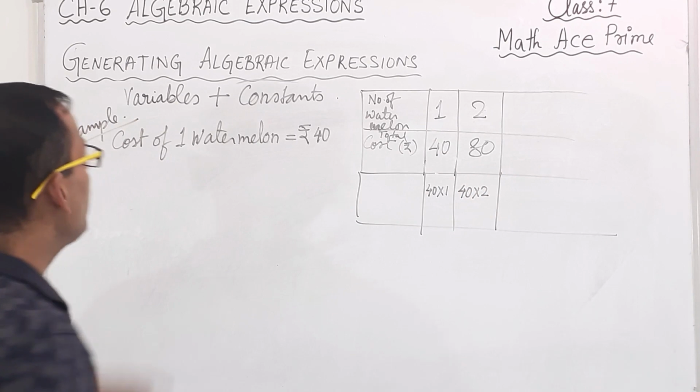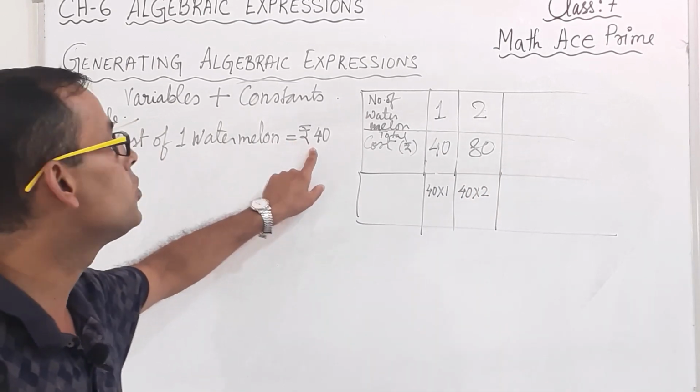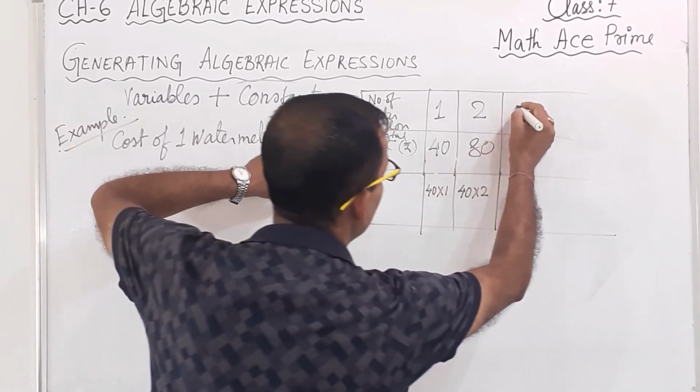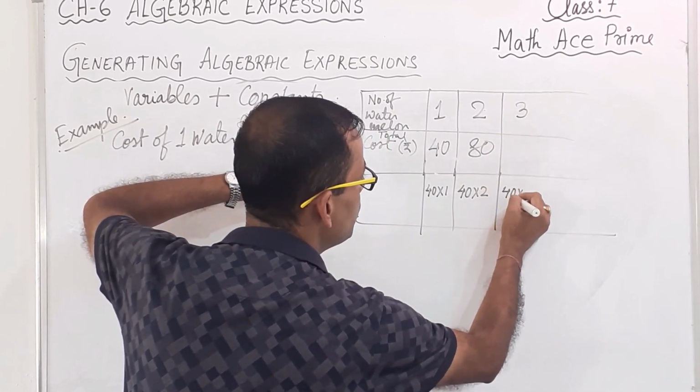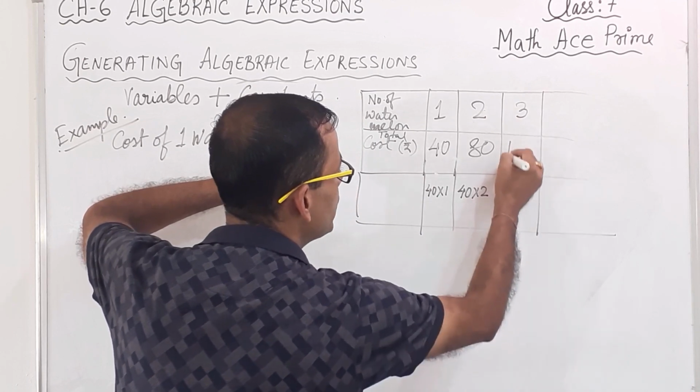Why 40 into 2? Because cost of one watermelon is 40. Okay. 3 ठो खरीदेंगे तो कितना हो जाएगा? 40 into 3. So how much is it?